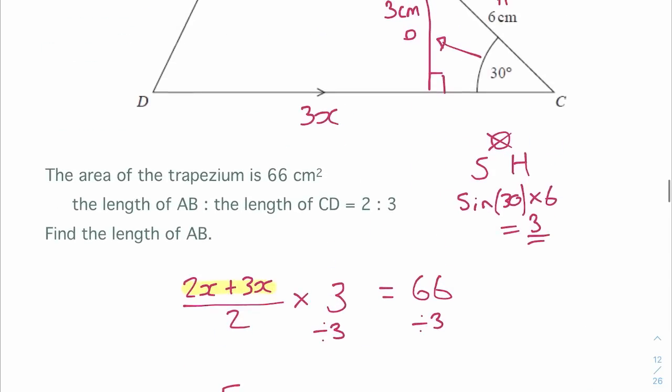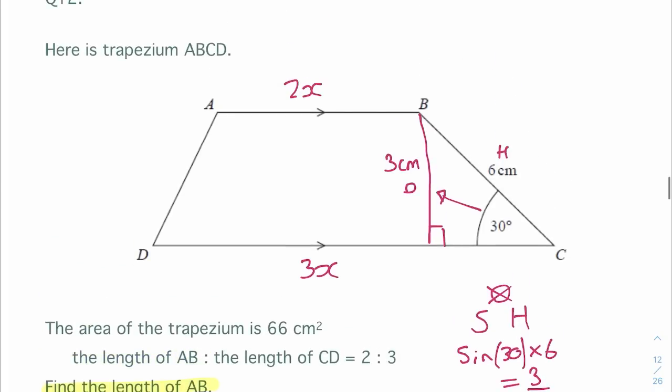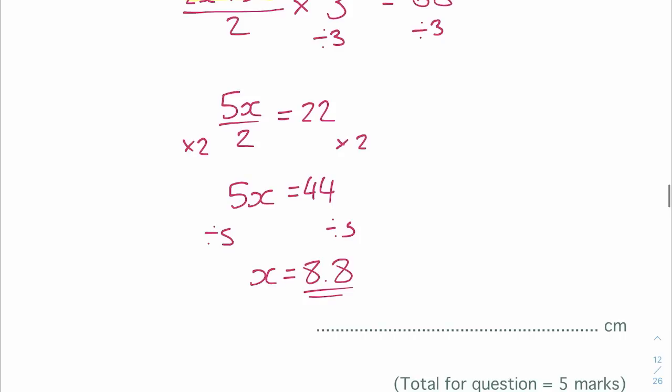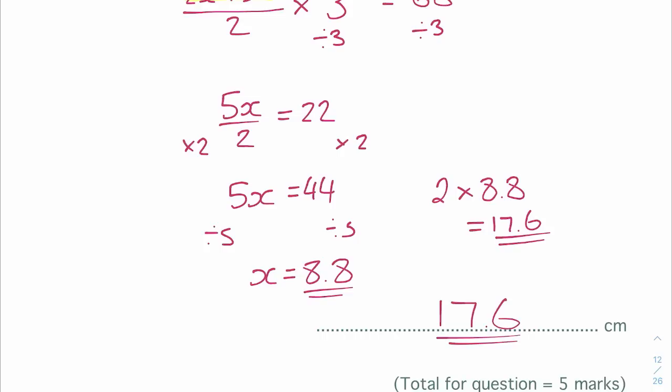Let's go back to the question. It said find the length of AB. Well, AB on our diagram is this 2x just here. So if x is 8.8, 2x would be 2 lots of that. So 2 times 8.8 will give us our final answer. Just type that into your calculator, and that comes out as 17.6. So I'm going to put 17.6 just there. I'm happy that I've answered the question. So 17.6 is my final answer. Right, and there we go. And there is area of a trapezium.